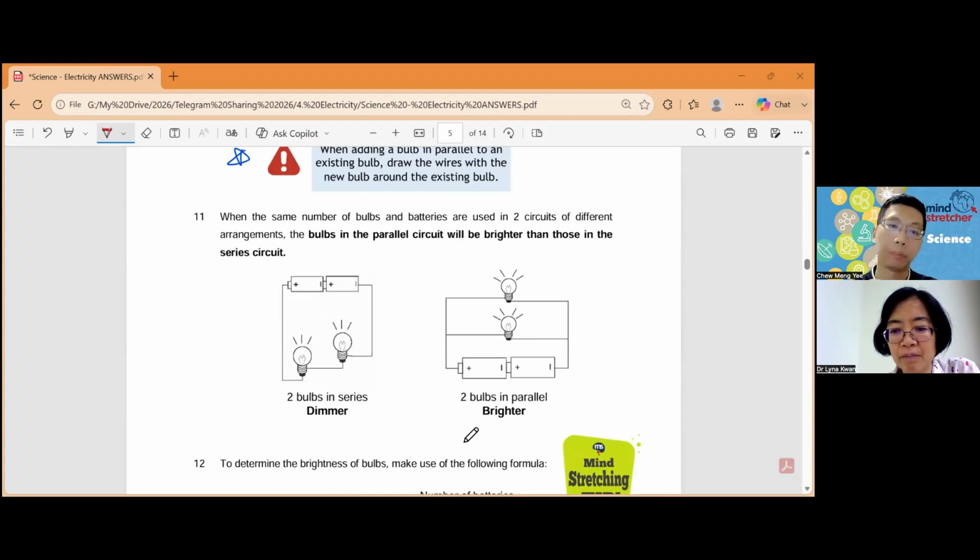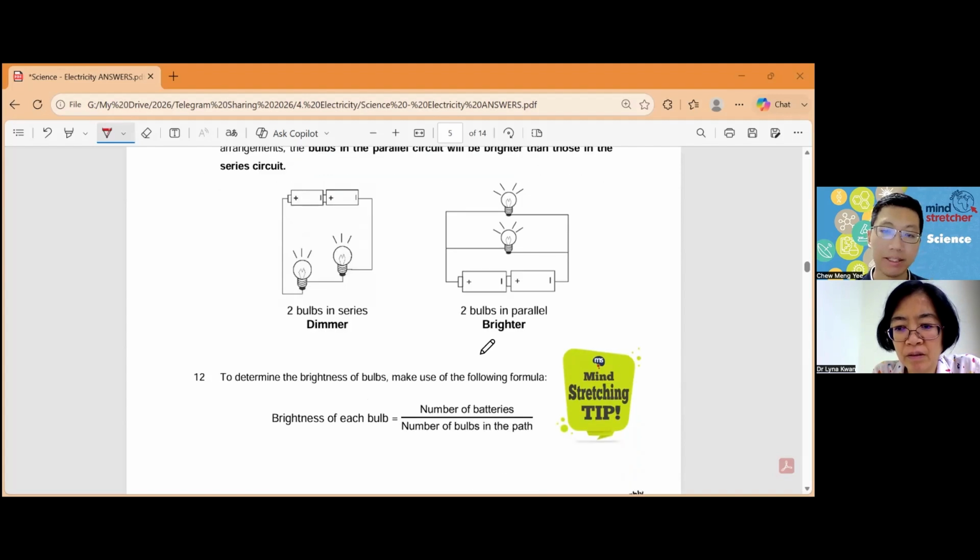So when I compare series and parallel circuits, in this case I have the same number of batteries, assuming identical ones, and two light bulbs in each, but one in series, one in parallel. The one in series, because the two light bulbs share the current flowing through that pathway, will be dimmer. But for the one in parallel, there's only one light bulb in one pathway, so it will be brighter.